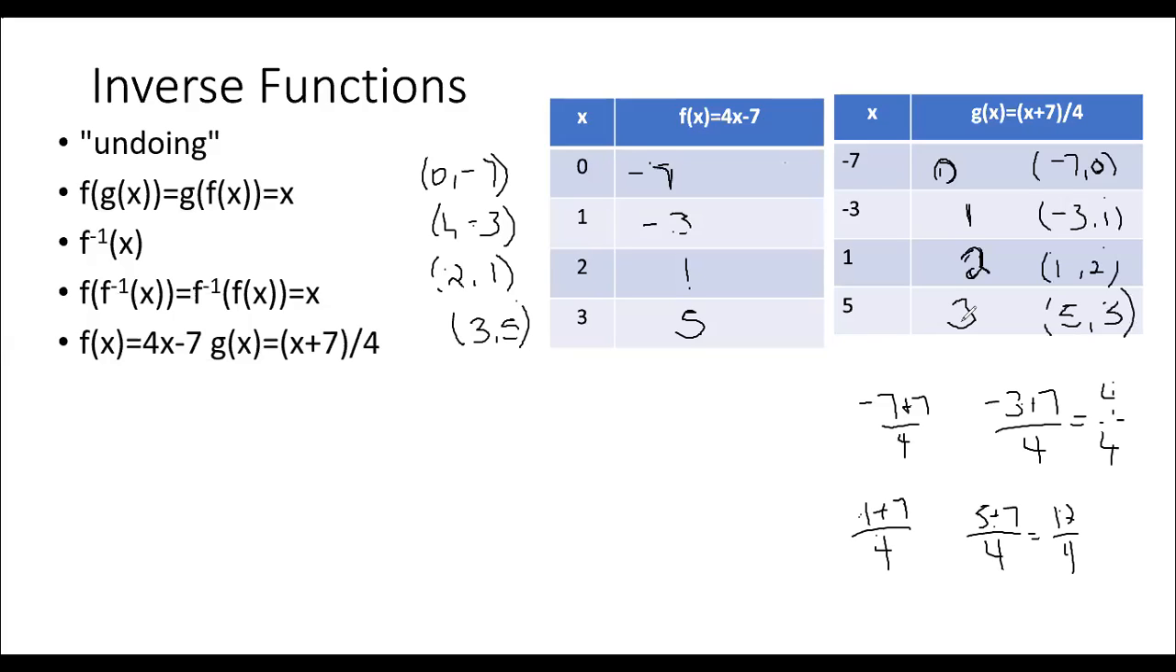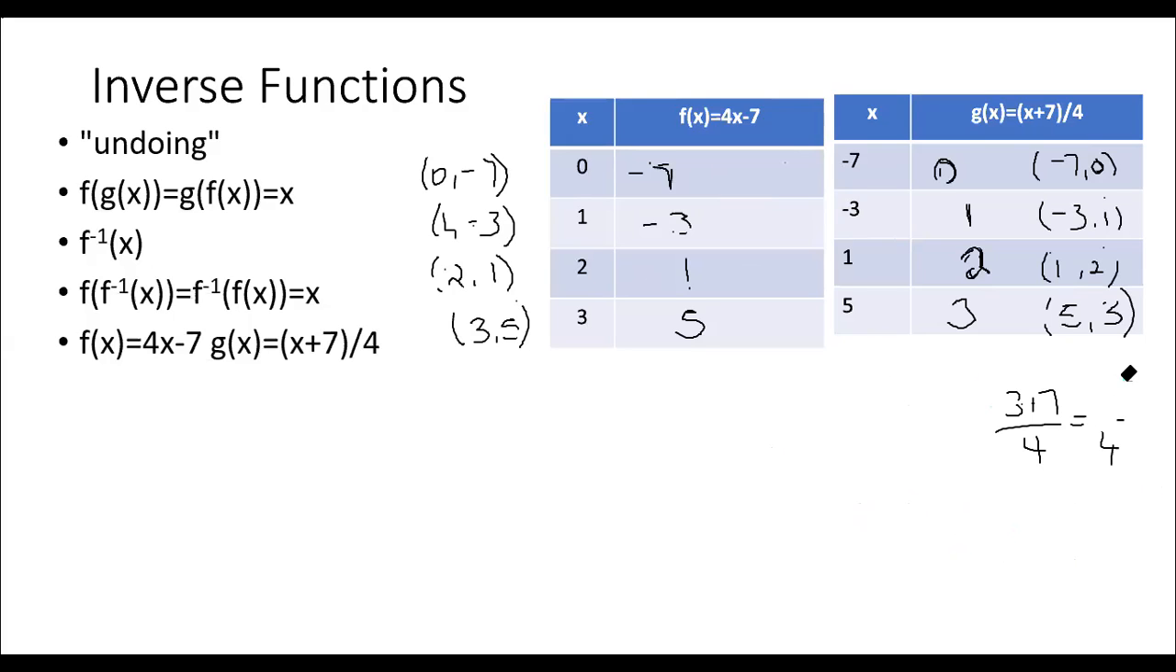So in all of these, you'll see we put in 0, f of 0 is -7. We plug that into g of x, and we got 0 back again. So g of x is undoing f of x. And likewise, we plug -7 into g of x, we get 0. So g of -7 is 0. F of 0 is -7. So we're getting back to where we started. We're undoing those functions. So this is how we show numerically that these are inverse functions.